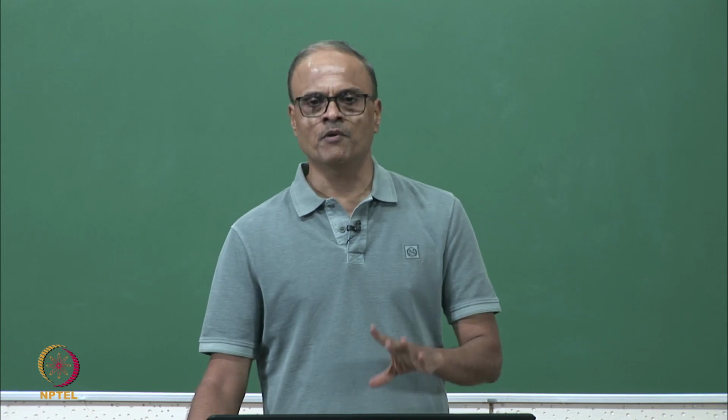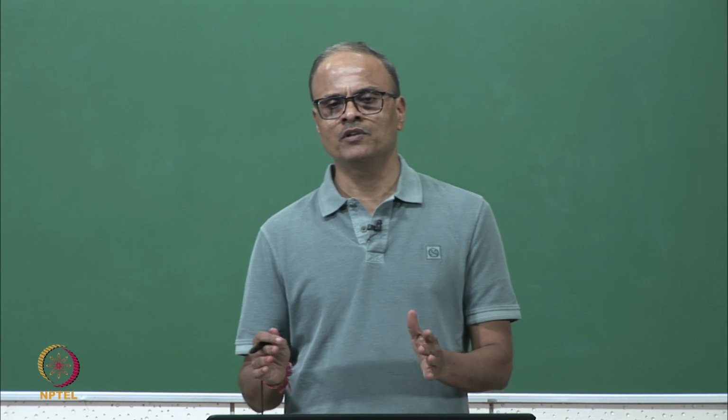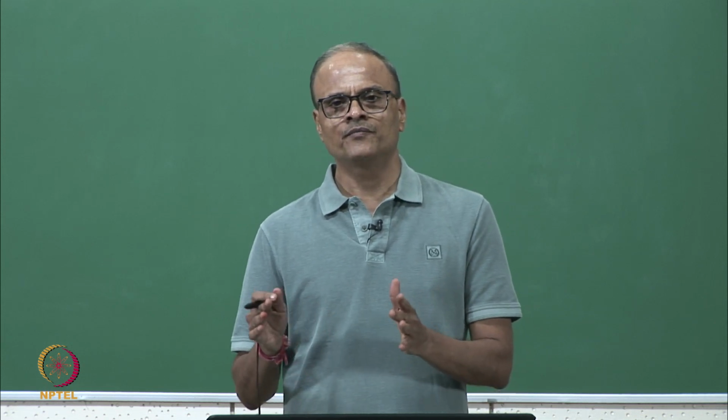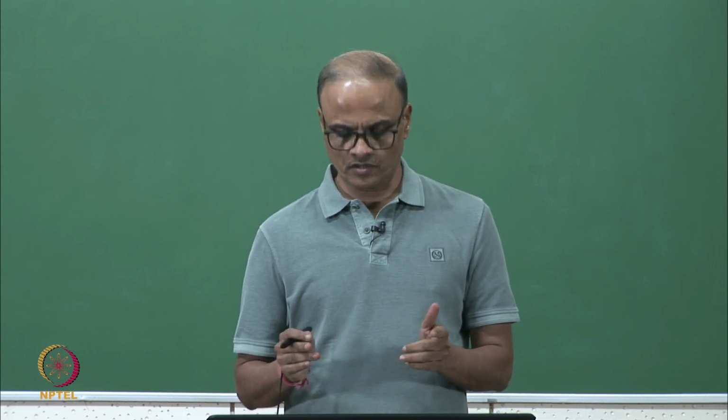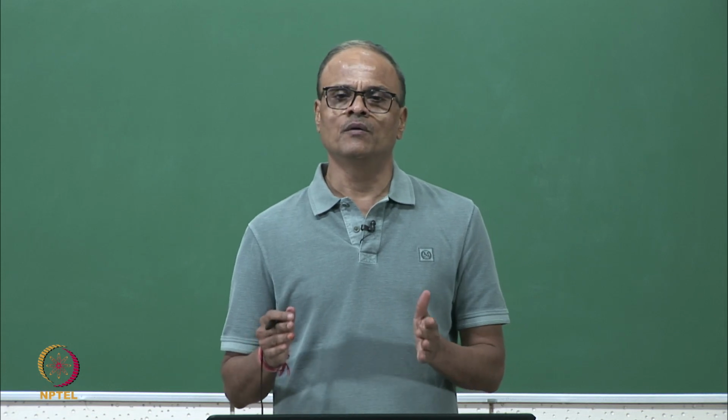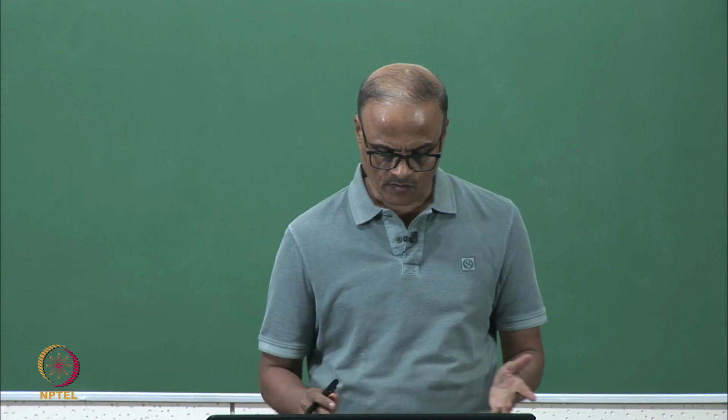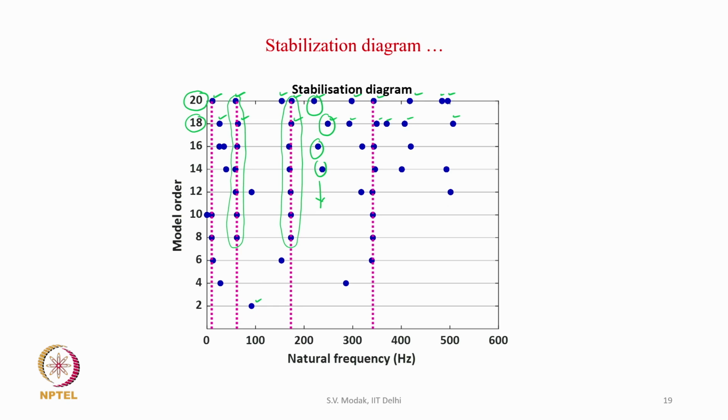So, with the stabilization diagram we can make a distinction between the true poles of the system and the computational poles, right, and then we can decide the model order. Okay. So, in this case, for example, we see that the 4 frequencies have stabilized, right, and they consistently appear in different runs, and that is why there are 4 natural frequencies of the system and 4 physical modes which are the true modes of the system in this frequency range.